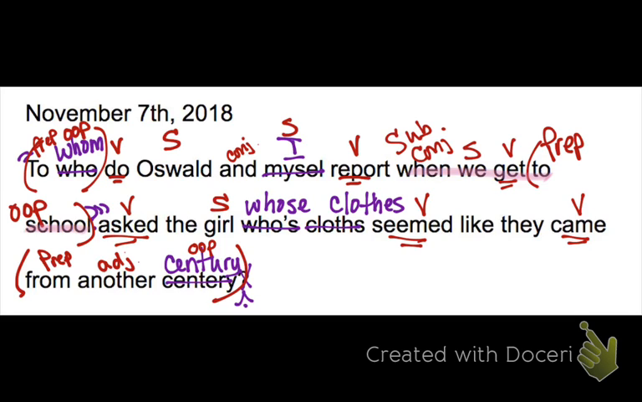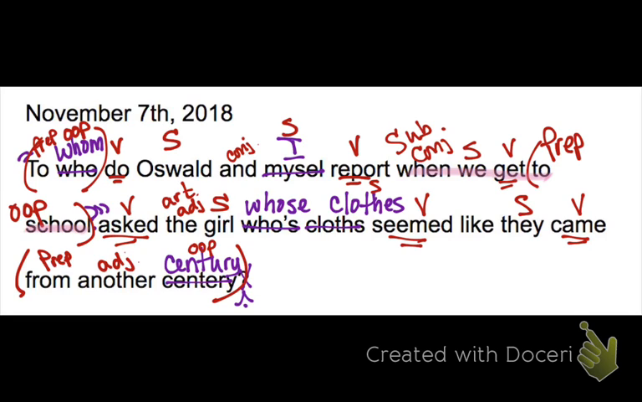All right, so now let's go find the subjects for those verbs that we've marked. What about seemed? What seemed? The clothes seemed, right? I don't want to underline that. What about came? Who came? They came. Okay. What kind of girl? Which one? The article adjective, right? Okay.